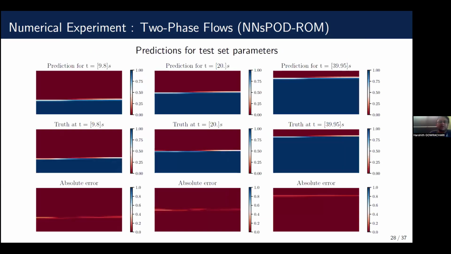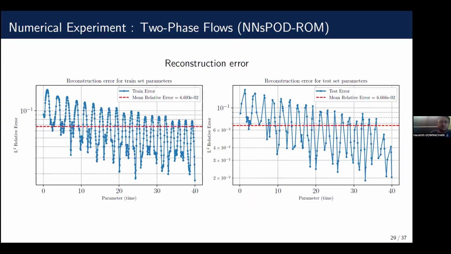And these are the predictions for my test set parameters, and you can see it predicts the locations pretty well. There are slight differences in the field values at the interface level, which is quite expected. And these are my reconstruction errors for training and test set, which is 6%.